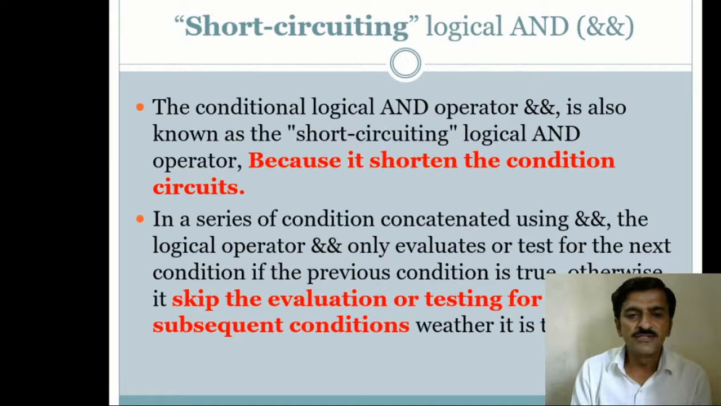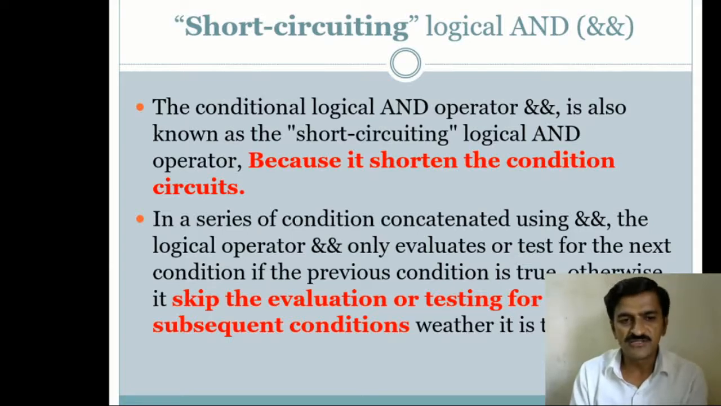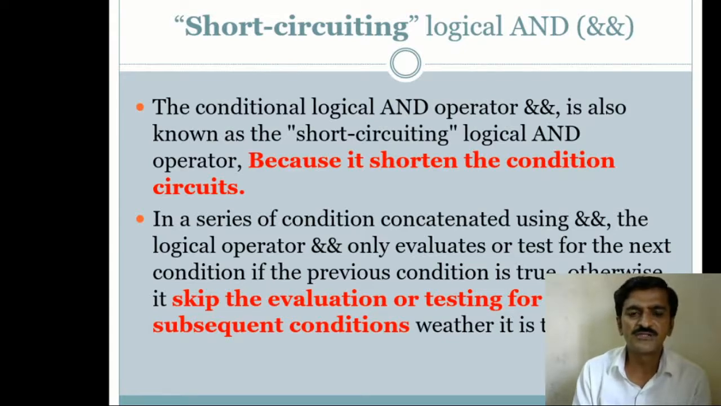As you know, in a series of conditions concatenated using the AND operator, the logical operator AND only evaluates or tests the next condition if the previous condition is true. Otherwise, it skips the evaluation for all subsequent conditions, whether they are true or false. It means if the first condition is true, then and only then is there a need to test the other conditions. And if the first condition is false, then there is no use in testing all the other conditions. The overall result will be false if the first condition is false.